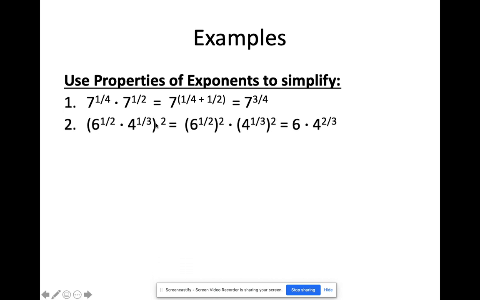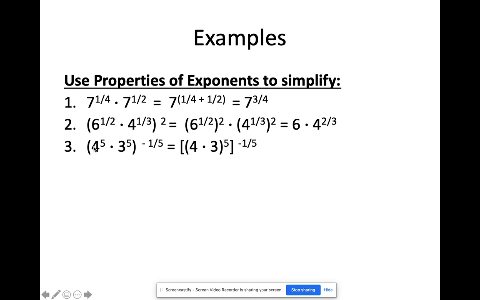So the next one, you can distribute. So 6 to the 1/2 times 4 raised to the 1/3, all squared. So I can distribute the 2 to each. So distribute the 2 here to 6 to the 1/2. That's 6 to the 1/2 squared, and then 4 raised to the 1/3 raised to the second. And then all I got to do is just simply multiply. So 1/2 times 2, the 2 and 2 cancel out. So 6 to the 1 gives you 6. And then 1/3 times 2 gives you 2/3. So this whole thing is the final answer: 6 times 4 raised to the 2/3.